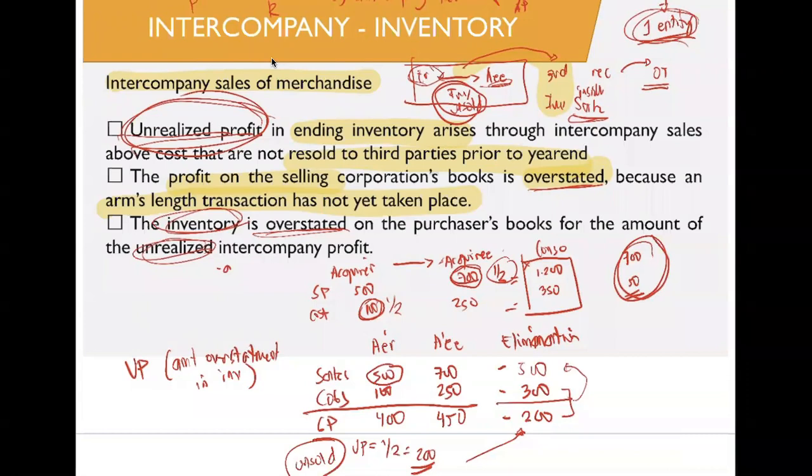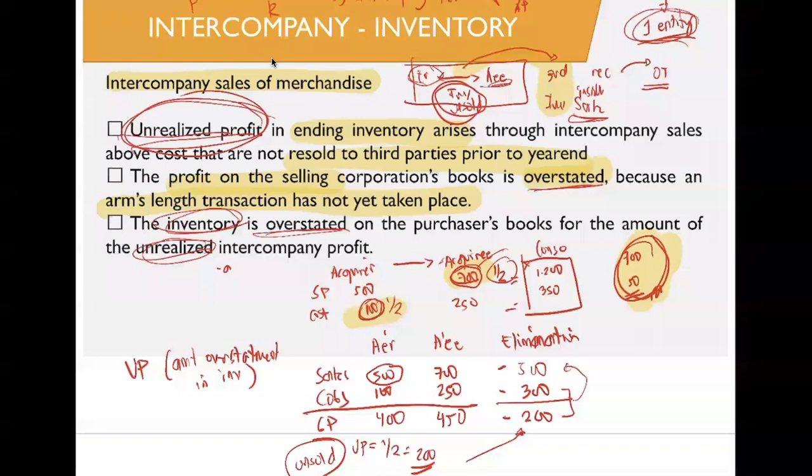Ano sabi natin? Dapat at the end, ito ang lalabas natin. Ano yung lalabas? Yung tamang arm's length transaction. What is the arm's length transaction? Acquiree nabenta sa third party for 700 and yung actual cost ng 1/2 is 100 times 1/2, 50. So this is our arm's length.